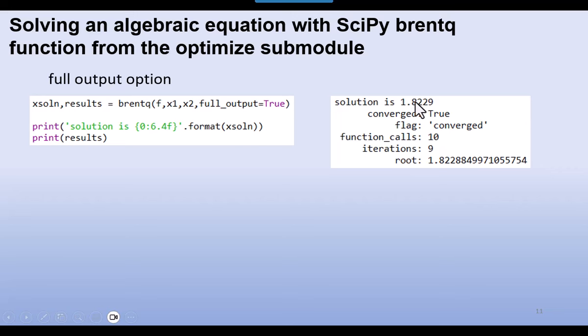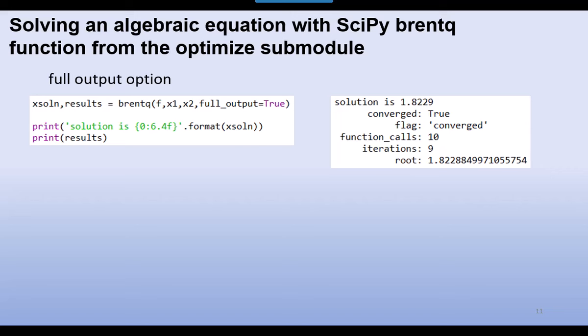And when we do that, it not only gives us the solution, but it tells us how many times it had to call the function, how many iterations, and then it gives the root to all the digits of significance, and not just the ones that we displayed here with our 6.4. So there you go.